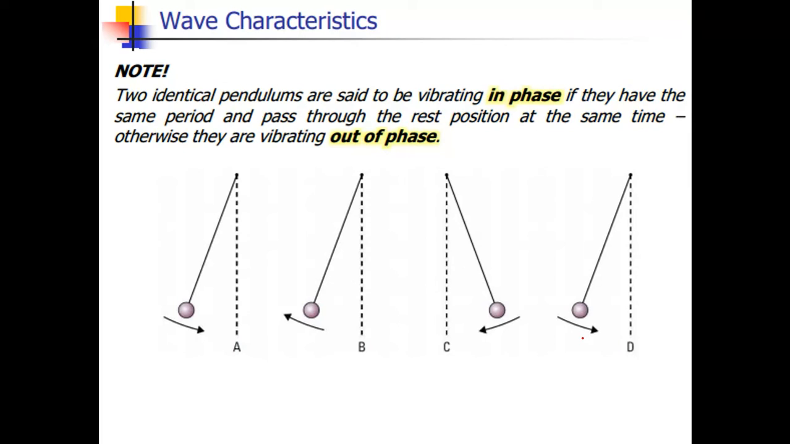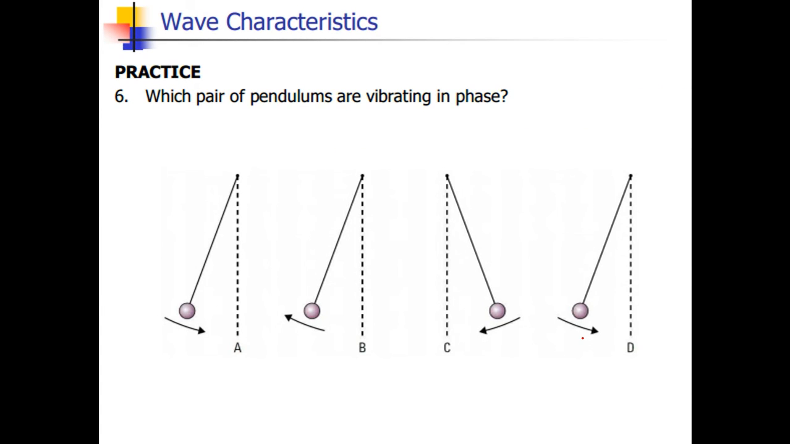So in this case, if they're passing through the rest position at the same time, they're in phase, and if they're not, they're out. Okay, so take a look here. Which pair of pendulums are vibrating in phase? Which ones are going to pass the resting position at the same time? Is it A and D? Okay, good. Yeah, A and D, they're in phase.